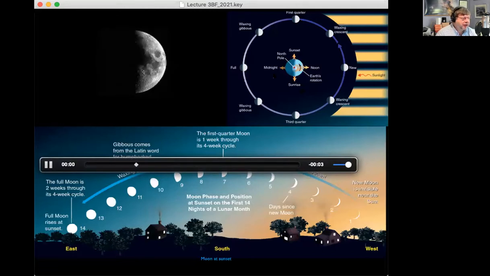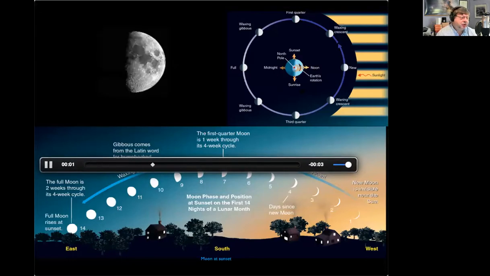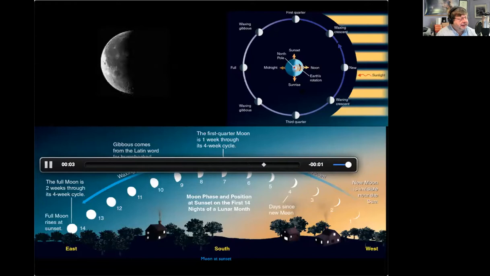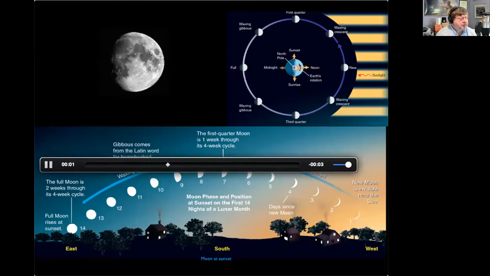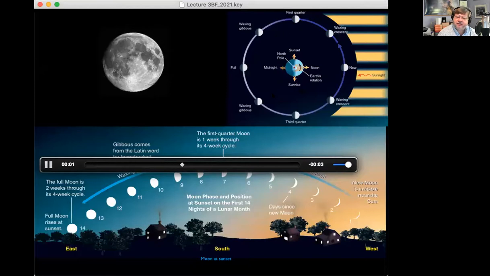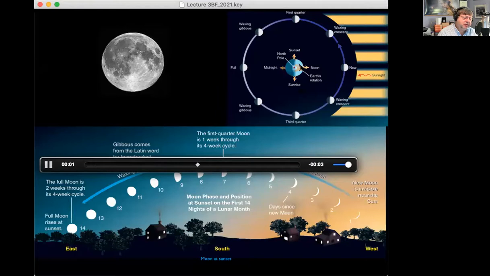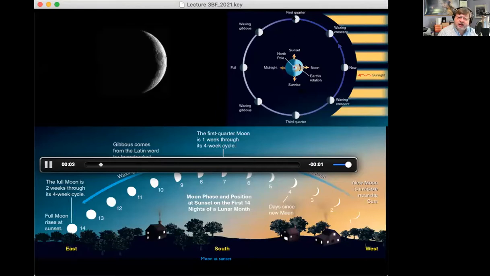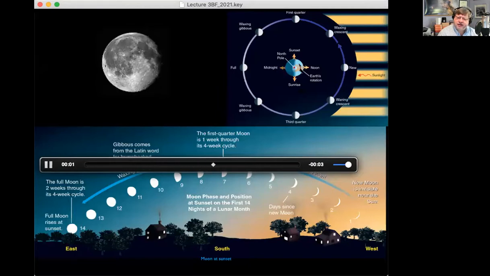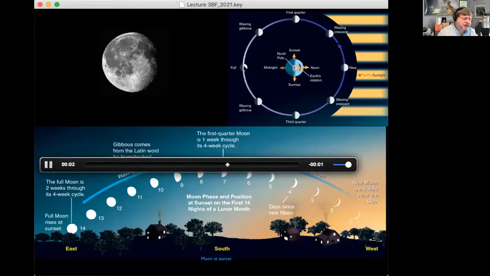So when you have a question of the moon is at first quarter and it's 6 p.m., where is the moon? Well, it's going to be directly overhead. So at noon, where is the moon if it's first quarter? Well, it's going to be right on the horizon. If it's noon and the moon is full, where is it? Well, it's not going to be visible to you.